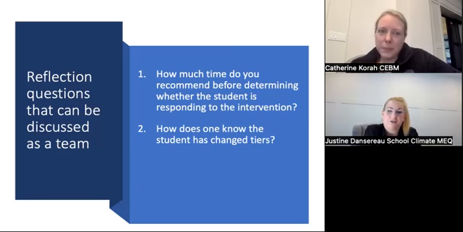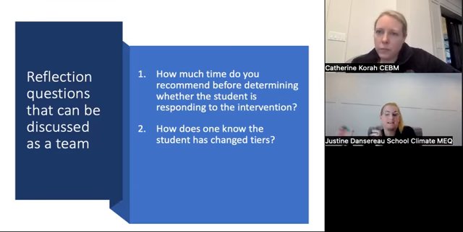The second reflection question is, how does one know the student has changed tiers? So again, it's very gray. I also wanted to state that there are multiple tiers within a specific tier. Right. So I would actually say that mapping out the tier would be a good idea. First, to have a discussion or a dialogue with the team or with your school administrator to say, where is the student, or the resource team, if that's how your school board or your school functions. It's really important to look at the student is not just functioning in class, maybe the student is functioning outside of the classroom.